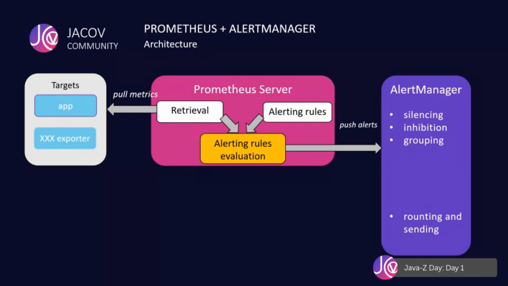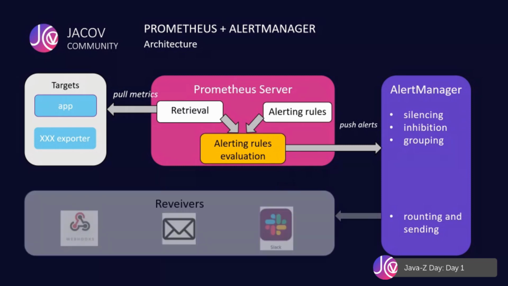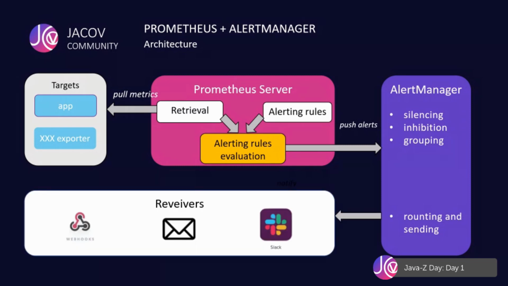For example, silencing is to mute alerts for a given time. Inhibition is to suppress notifications for certain alerts if other alerts are already fired. And grouping groups alerts of similar nature into a single notification. And of course, ALERTMANAGER sends messages to defined receivers.